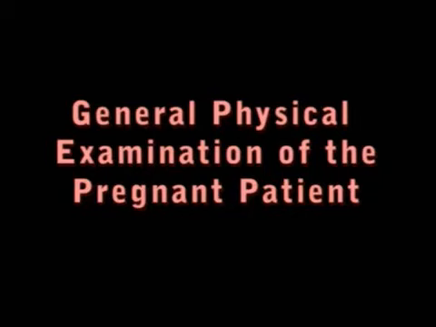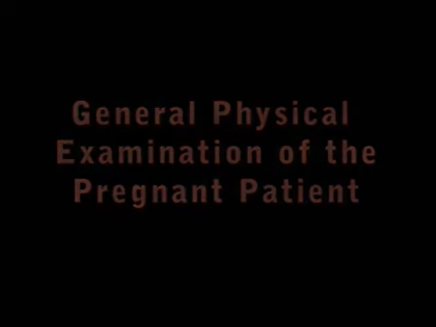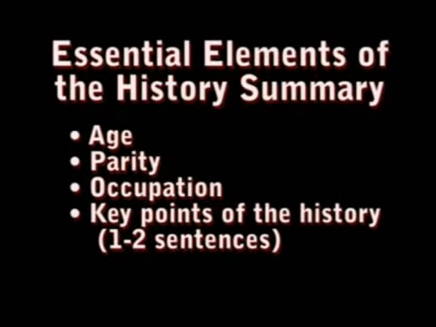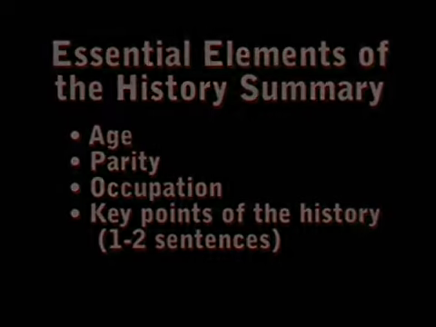The general physical examination of the pregnant woman normally involves the exposed part of the body and provides information about the general state of health, build, hydration, vital signs, and then examination of the head, extremities, and then weight and height. But before that, we will have taken history and made a summary to involve the age, parity, occupation, followed by the key points of the history in 1 or 2 sentences.